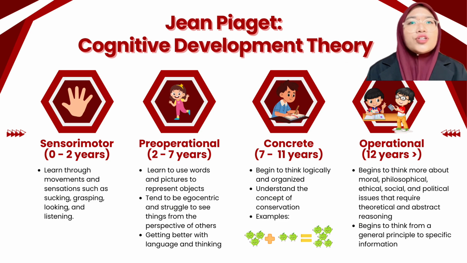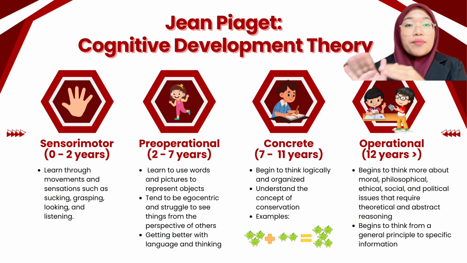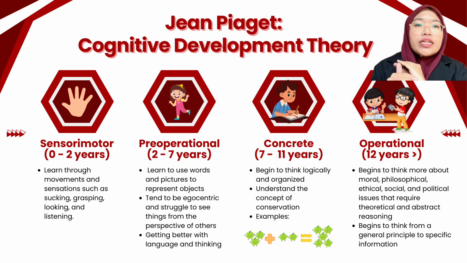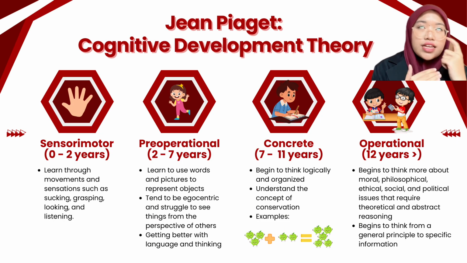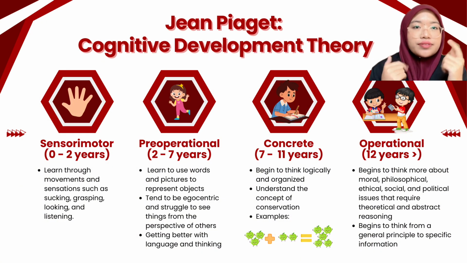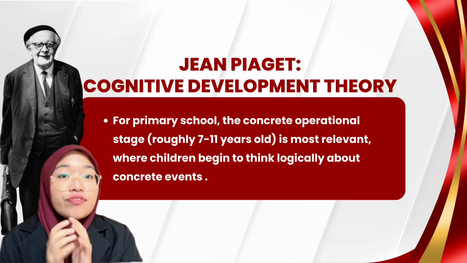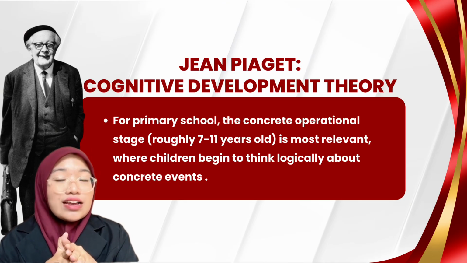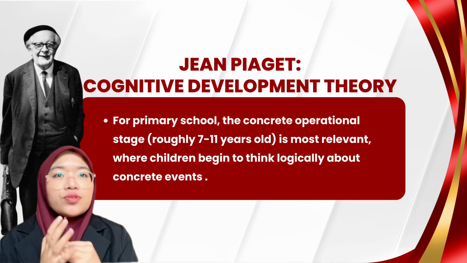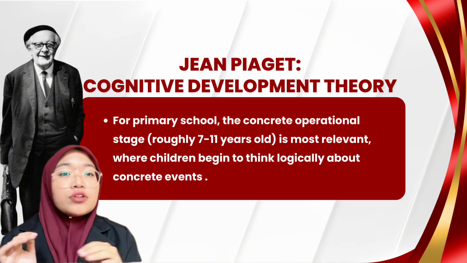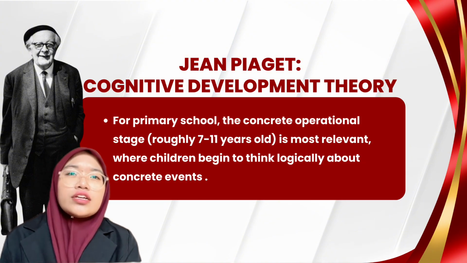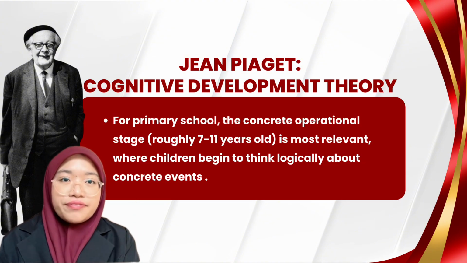So Piaget showed us that children's thinking evolves step by step. The development will come slowly with age, and each stage builds the foundation for the next stage of development. Now we want to focus on 7 to 11 year old kids. For primary school, the concrete operational stage is most relevant, where children begin to think logically about concrete events.